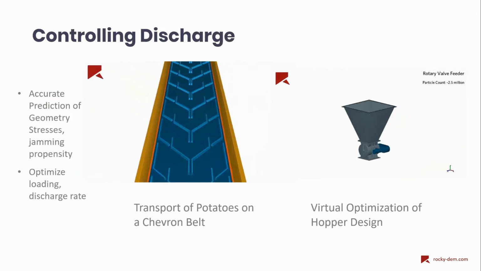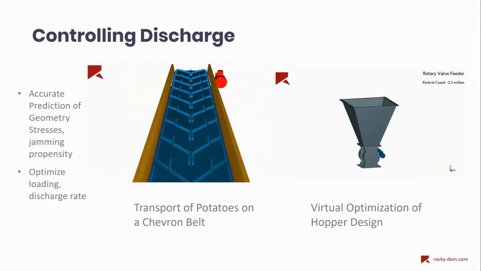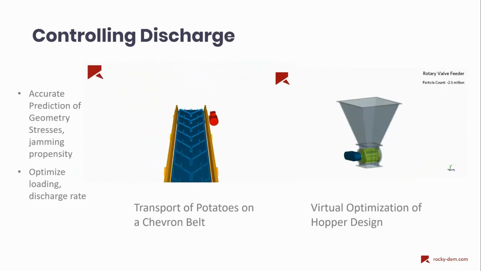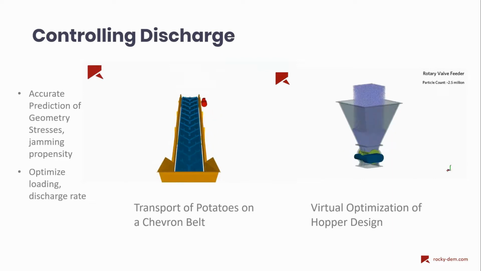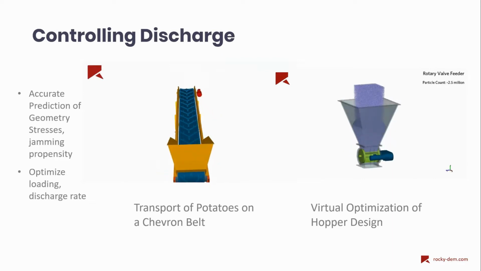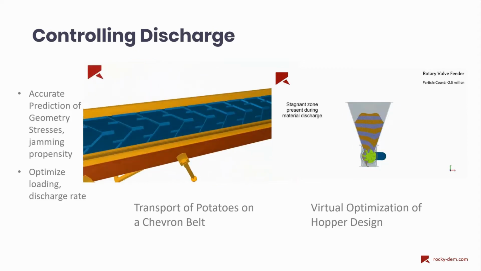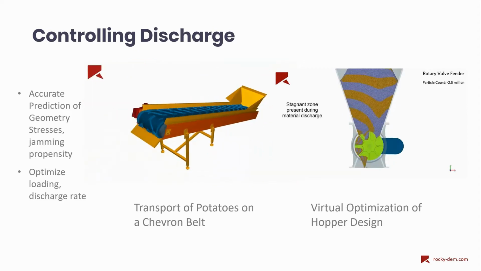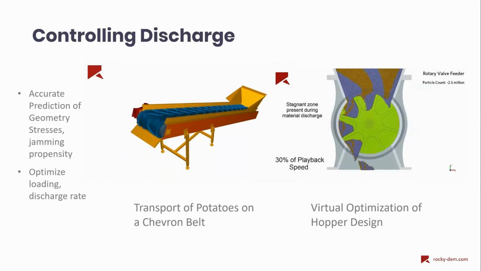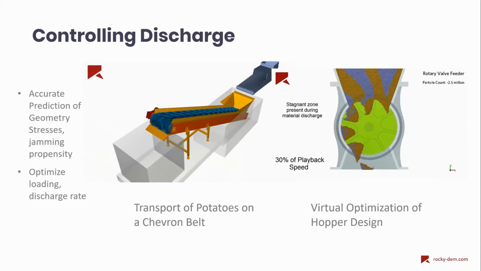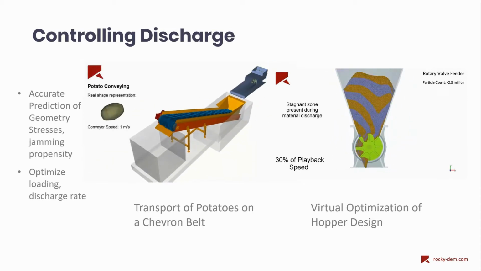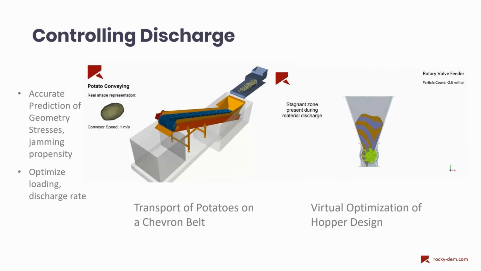In the next example, we see a chevron belt and how the material selection and belt design can be imposed in the simulation, Rocky DEM, and in further steps can be optimized to get the optimum design of our chevron belt, and how the arrangement of this belt should be all together to make sure we have continuous movement of the material, here, for example, working on potatoes.